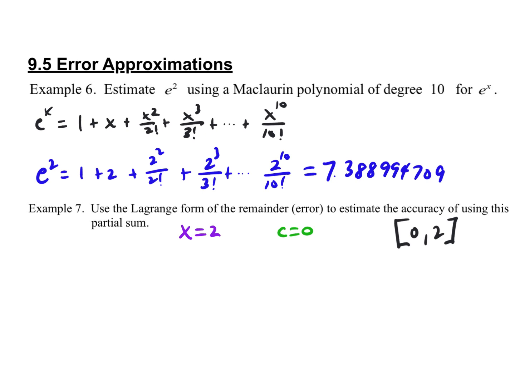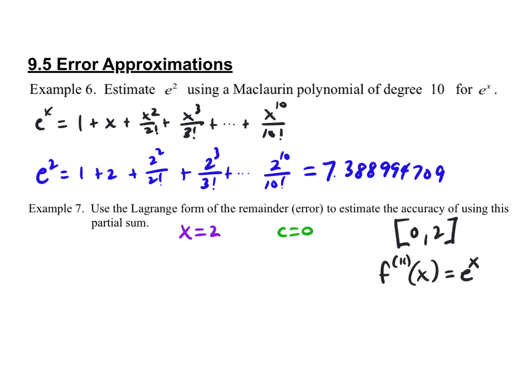Is it the 10th derivative? No. It's the next one. So I need to know what the maximum value of the 11th derivative is on the interval from 0 to 2 of e to the x. Well, fortunately for us, the derivative of e to the x is always e to the x.